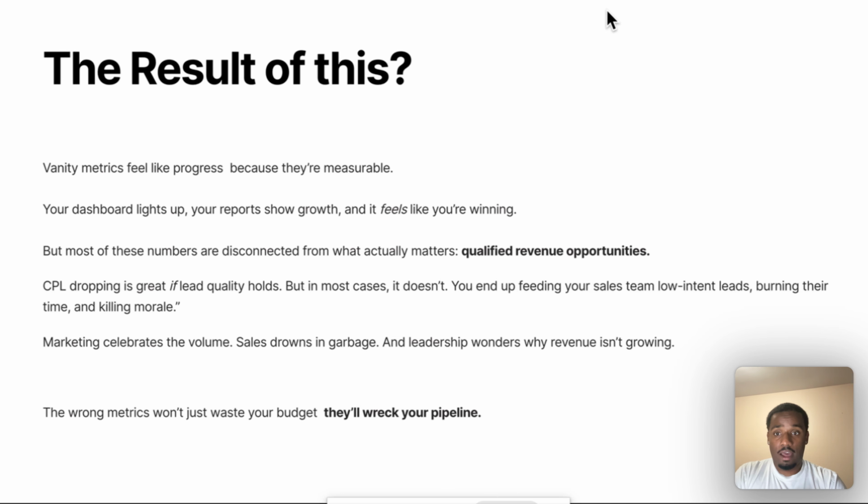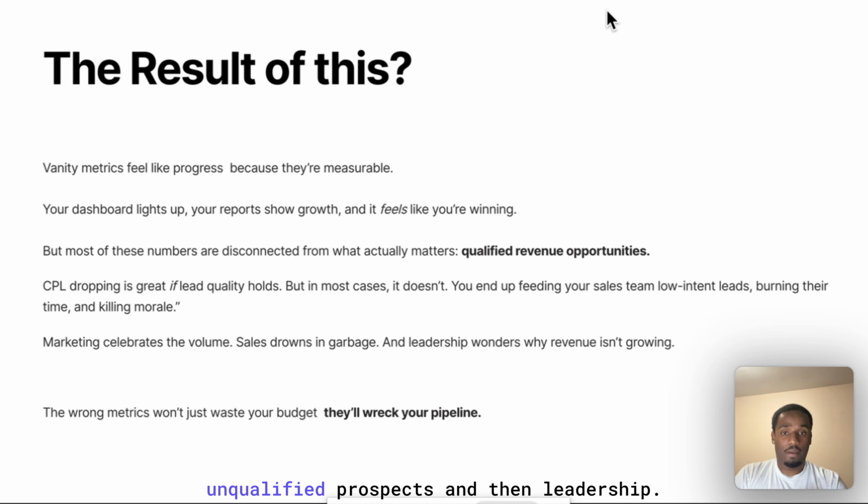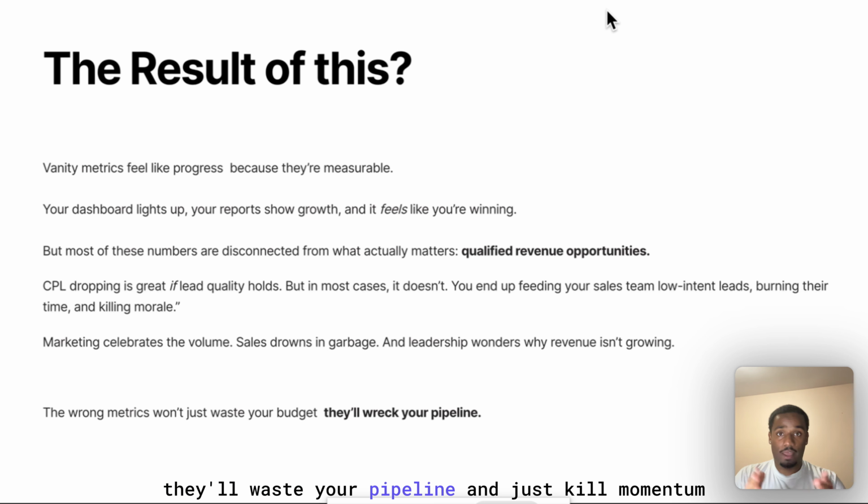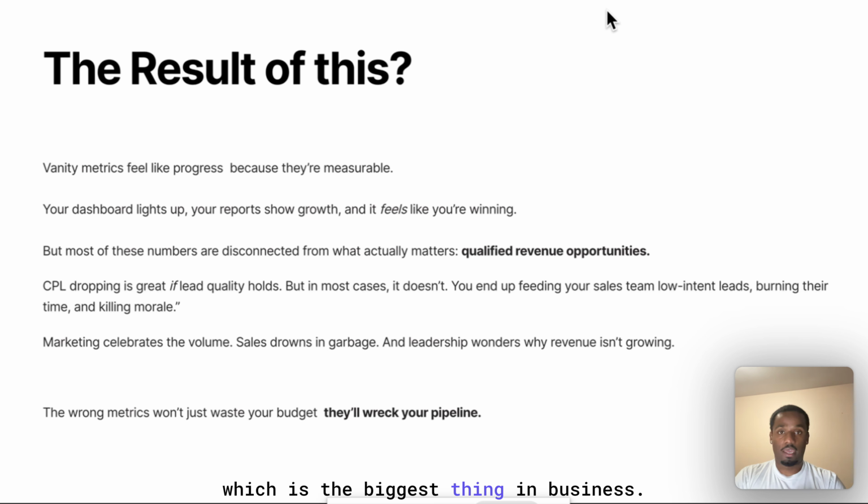Your marketing team might celebrate the wins and the volume, but then sales is stuck with all these unqualified prospects, and then leadership, or if you're a founder, you wonder, why isn't revenue growing? Like, what are we doing wrong here? Again, vanity metrics don't just waste your budget, but the biggest thing, they waste your pipeline and kill momentum, which is the biggest thing in business.